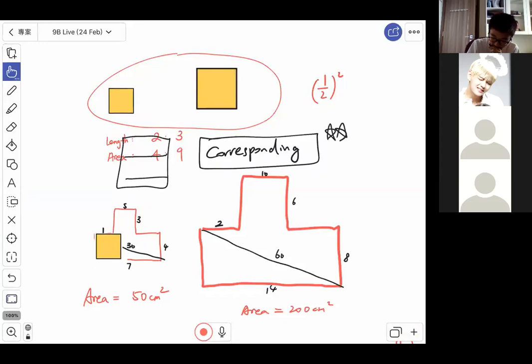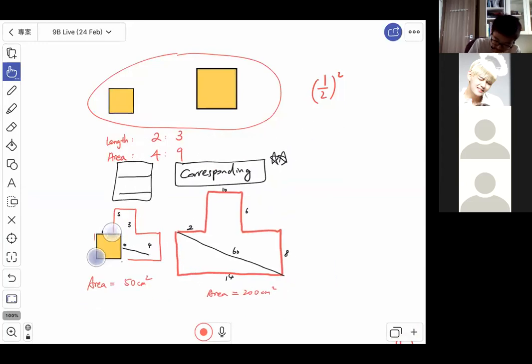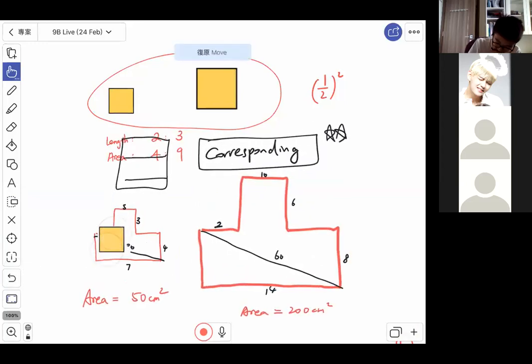Okay, so for each small square here, the corresponding part would become 4 squares. For each square here, the corresponding part should become 4 squares. So actually, the area ratio would be the length ratio squared.